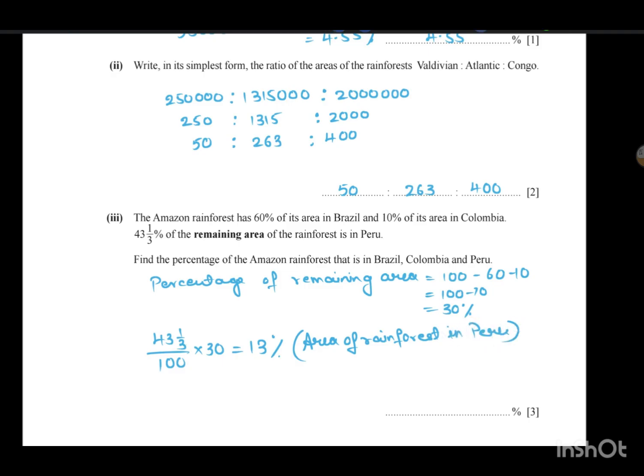Now they asked us to find out the percentage of Amazon rainforest in Brazil, Colombia and Peru. So Brazil is 60, Colombia is 10 and Peru we just now got. So we can add these three. So percentage required is 60 plus 10 plus 13, that is 83. So the answer is 83%.